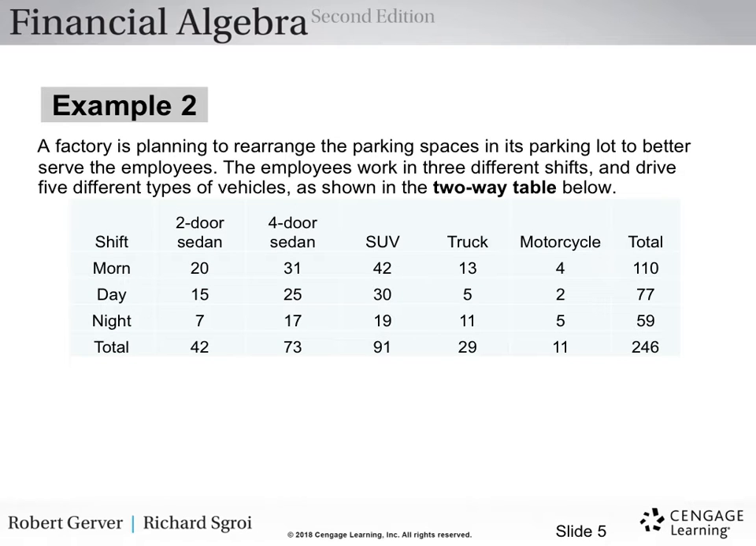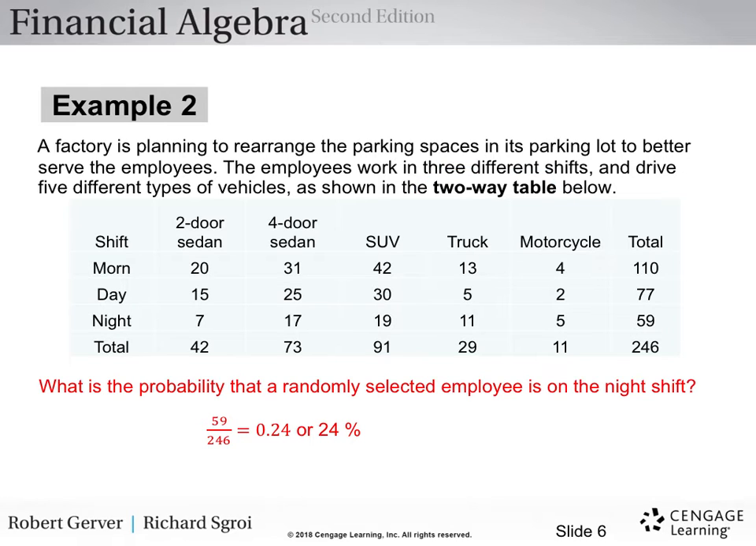Let's look at example 2. A factory is planning to rearrange the parking spaces in its parking lot to better serve the employees. The employees work in 3 different shifts and drive 5 different types of vehicles shown in the two-way table below. So this is a two-way table. We have the 5 different vehicles: 2-door sedan, 4-door sedan, SUV, truck, motorcycle, and we have morning, day, and night shifts.